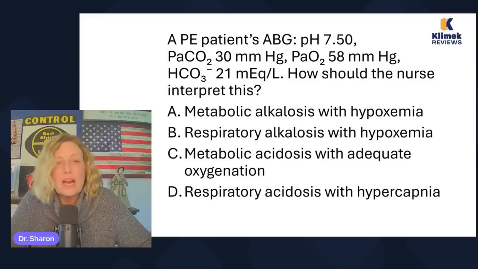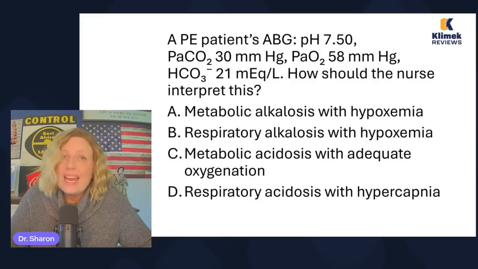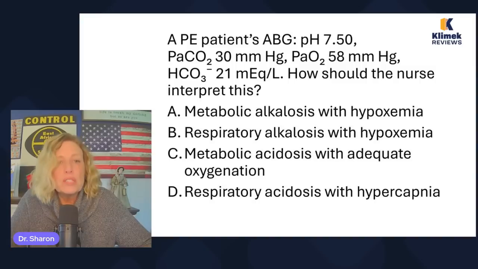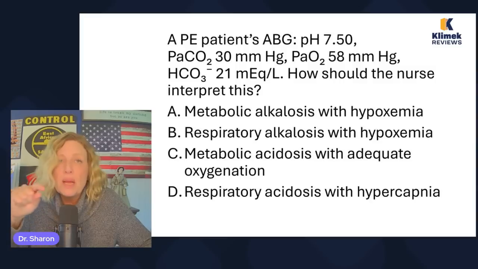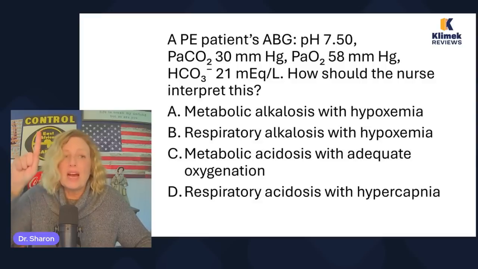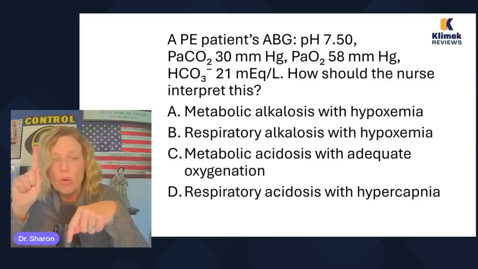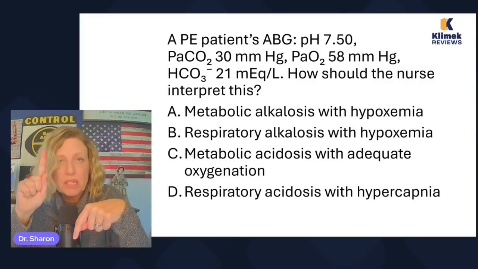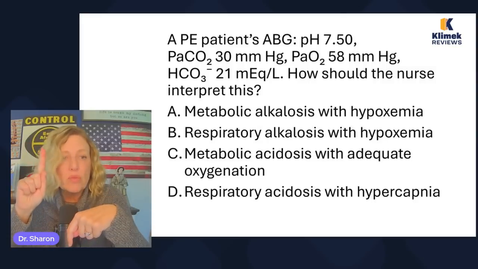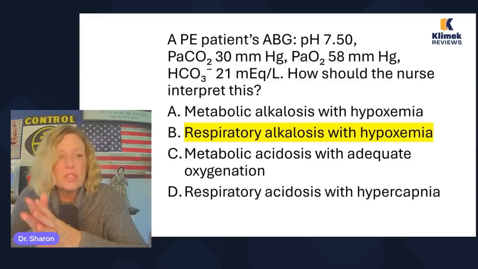Okay. And it says with hypoxemia, is that correct? 58 millimeters of mercury. It should be 80 to 100. So they're definitely hypoxic. Okay. So it's alkalosis, metabolic or respiratory. How do we tell the difference? Well, remember, respiratory opposite, metabolic equal. So they're alkalotic, and so the pH is high and the bicarb is low. That's respiratory opposite. So what we have is a respiratory alkalosis.